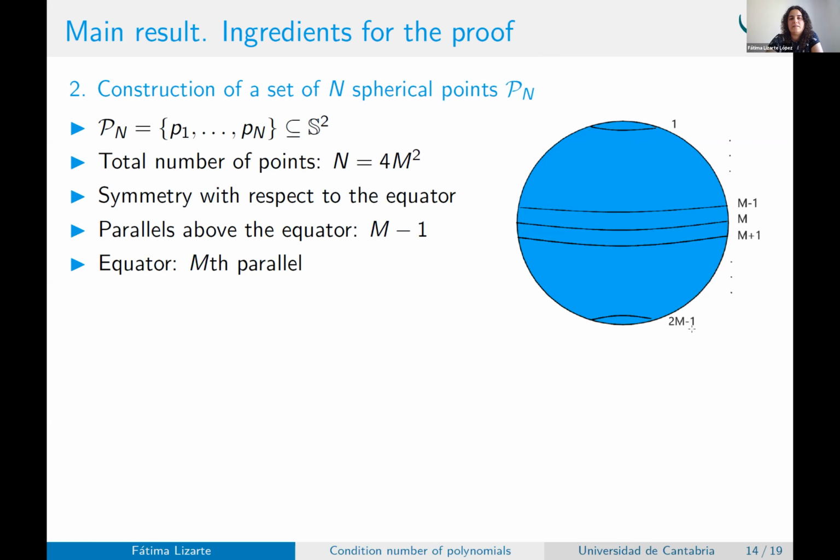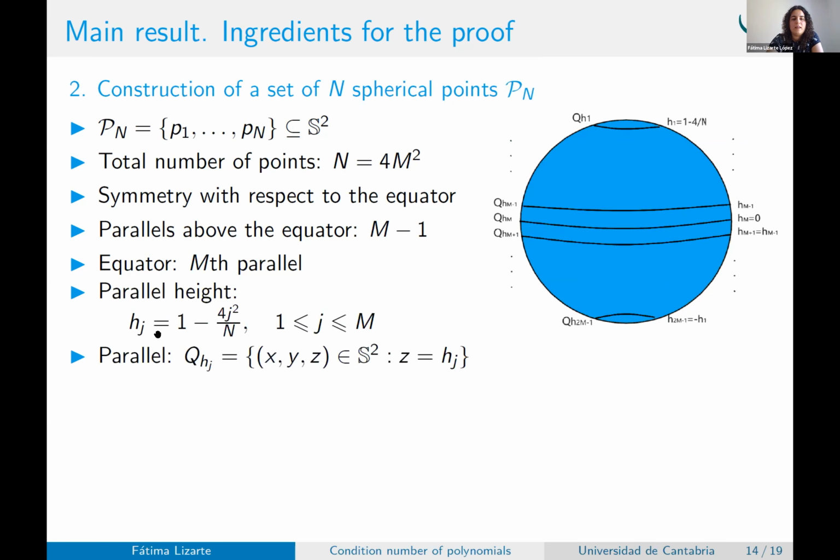What is the height of each parallel? Hj is the height of the jth parallel and is defined like that. The height of the equator is 0. And the analytical definition of a parallel can be found here. So we know the number of parallels and their heights. So we have fully determined the parallels.